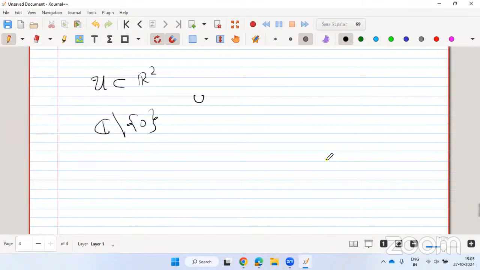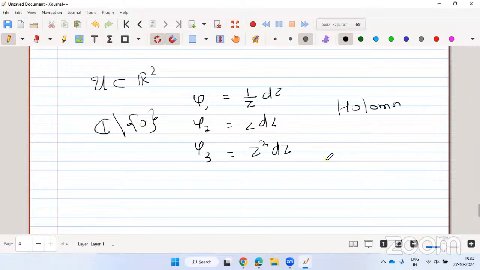And then I start with 3 holomorphic functions, phi 1, phi 2, phi 3. Let me take phi 1 equal to 1 by Z, phi 2 equal to Z, phi 3 equal to Z squared. Is phi 1, 1 by Z, holomorphic or not? Yes, it is holomorphic on C minus 0. Yes, phi 2 is holomorphic. These are 3 holomorphic functions, and let me write down dz also. So these are holomorphic forms.